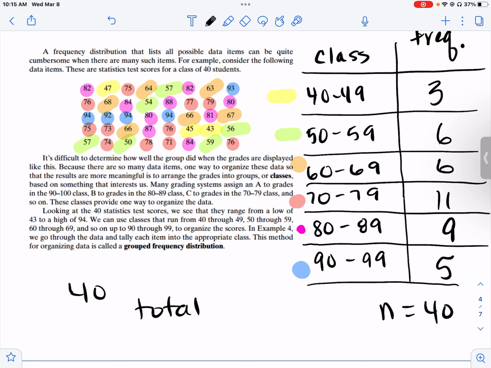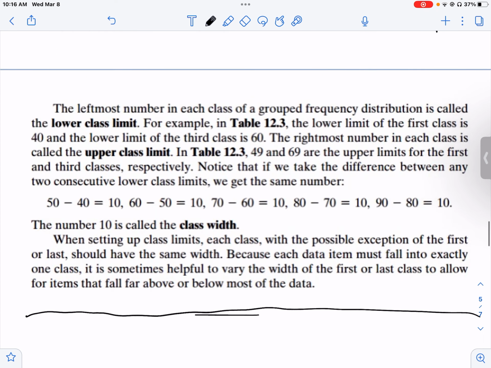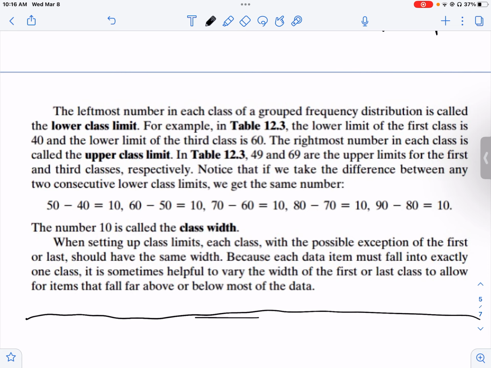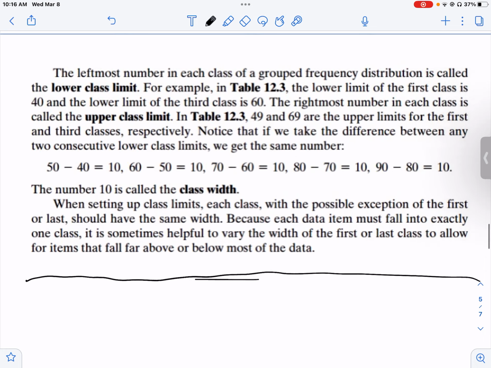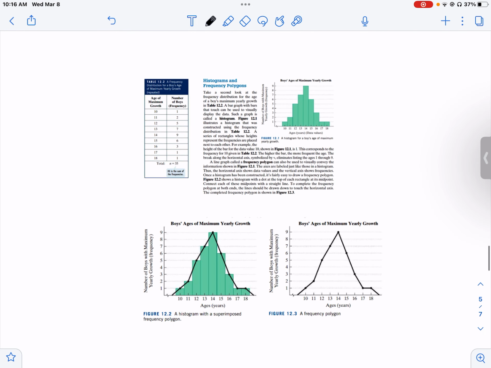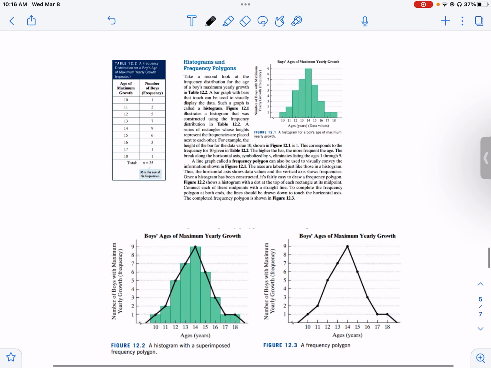That would also be the same. 49 plus 10 is 59. 59 plus 10 is 69. That is called the class width. The class width should be the same every time.